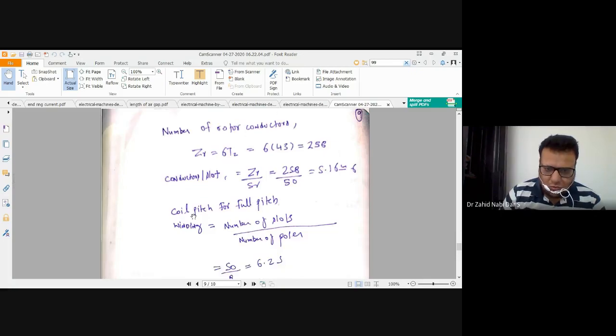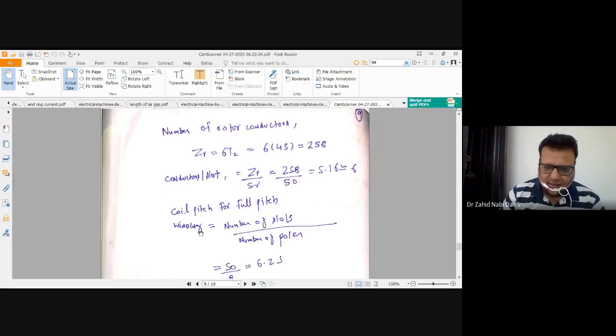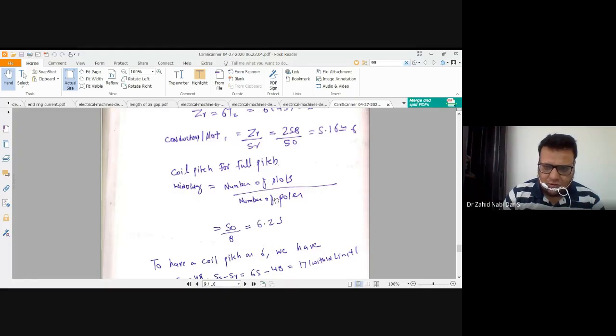Now, coil pitch for a full pitch winding. One more thing is the number of slots and the number of poles. The number of poles is 8, and if I take the number of slots as 50, it is 50 by 8, 6.25. I can take any value between 48 and 96, but it should be less than 65. So I can take 50 also, no problem.